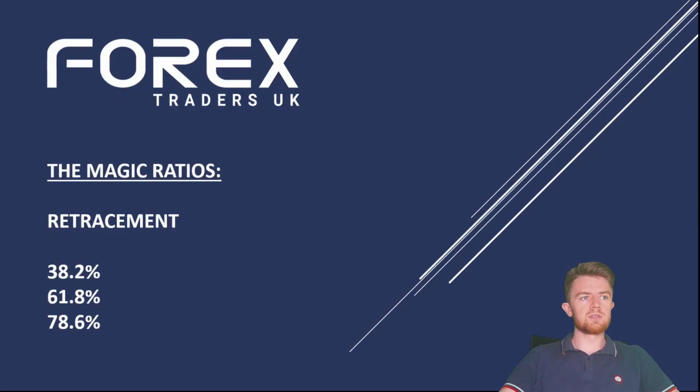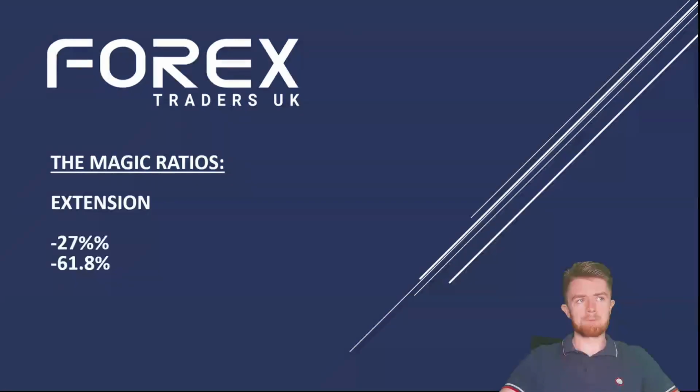So as we've discussed previously, the retracement levels are 38.2, 61.8 and 78.6. These are the levels that we're going to look for the market to retrace to before we get the next leg to the next level of extension, either to the upside or to the downside. And the extension ratios are the -27% and the 61.8%.